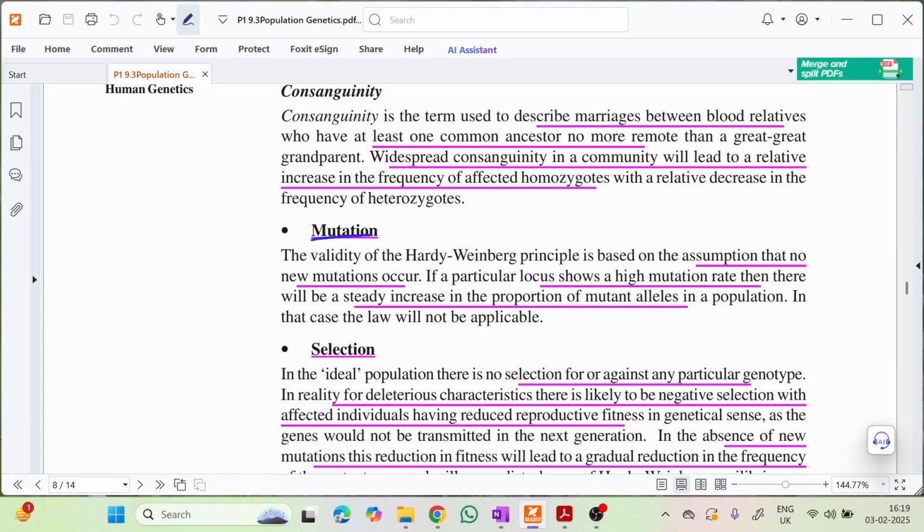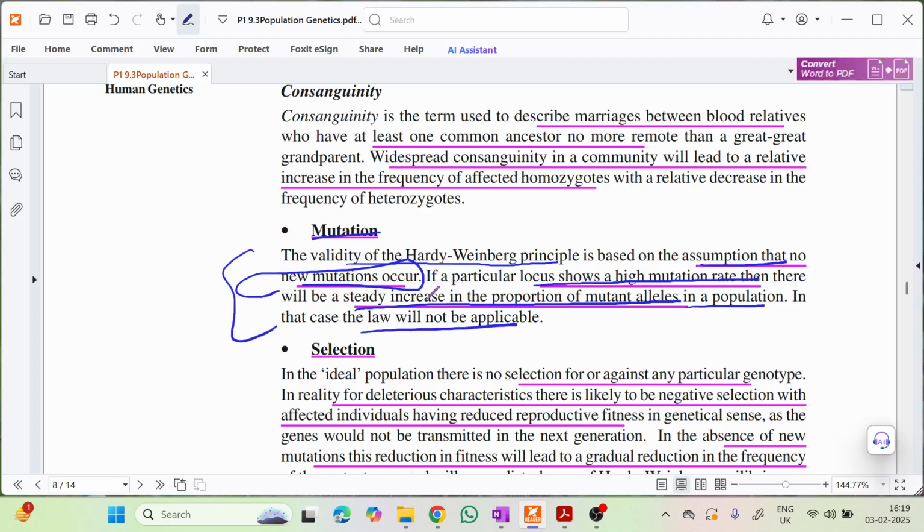Then let's talk about mutation. The validity of Hardy-Weinberg principle is based on assumption that no new mutation occur. So if a particular locus shows a high mutation rate, then there will be steady increase in proportion of mutant allele in the population. So again, this law will not achieve equilibrium.